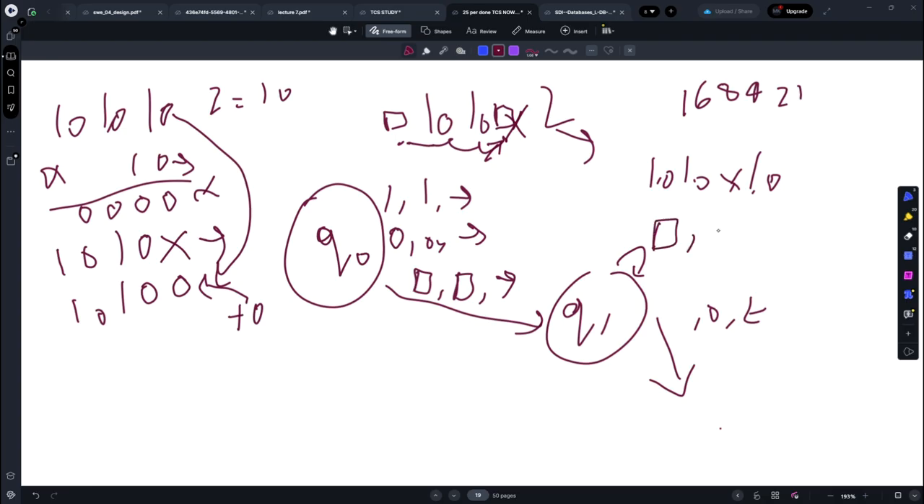Or even if it writes a 0 here and goes left, it will write a 0 here and go left here. Here we can say read 0 or read 1. Read 0, write 0 and go left. And the moment you see this, we can do it in the same state situation.